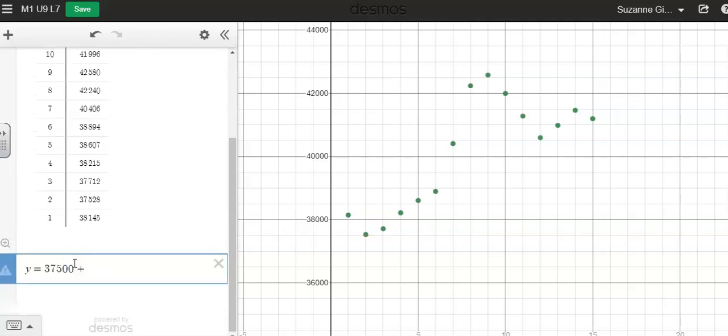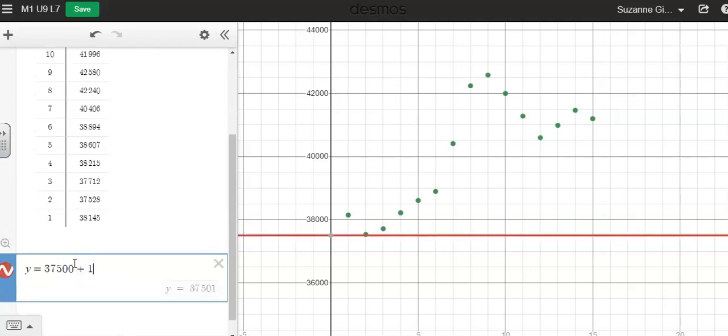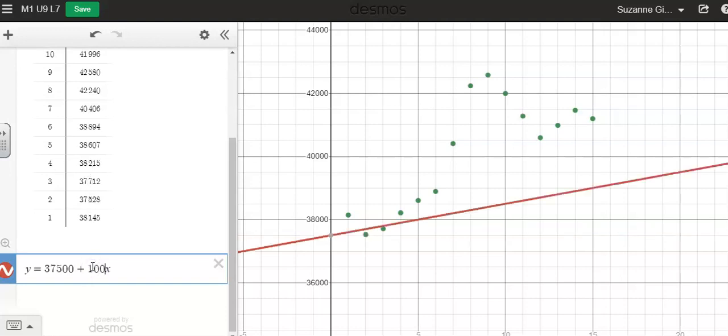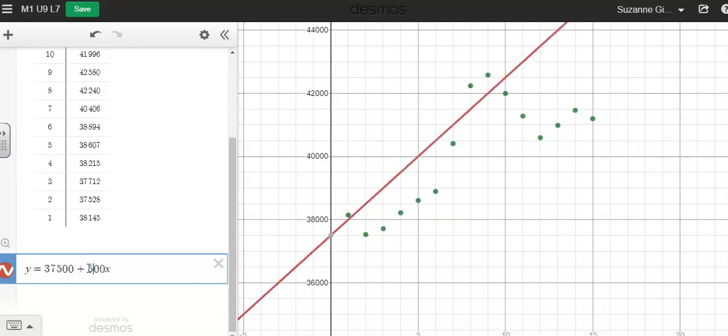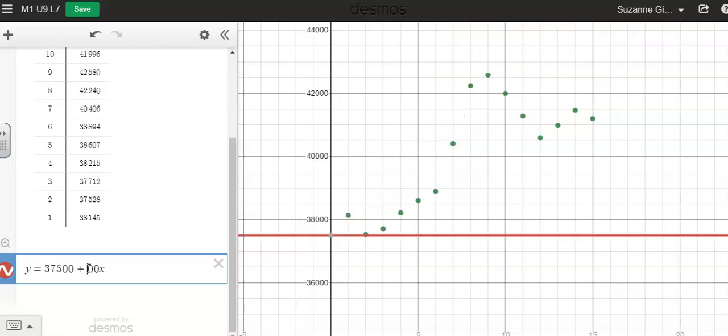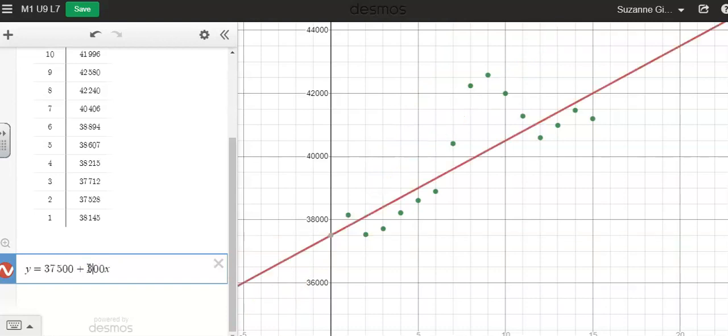And now I'm going to work on my slope. If I put a slope of 1, that's very flat. If I'm looking at how these data values are changing, it looks like it's changing if I go from 1 to 2 to 3 ever so slightly. If I put in 1,000, that's way too big. So let me try 500. Still a little big. Let me try 300. That's more like it. I feel like this line kind of goes through the center of the data.